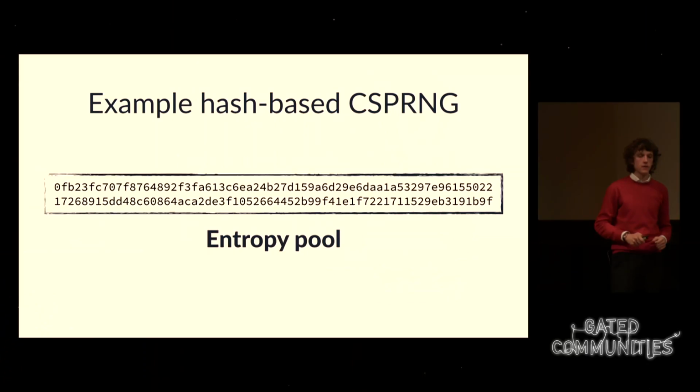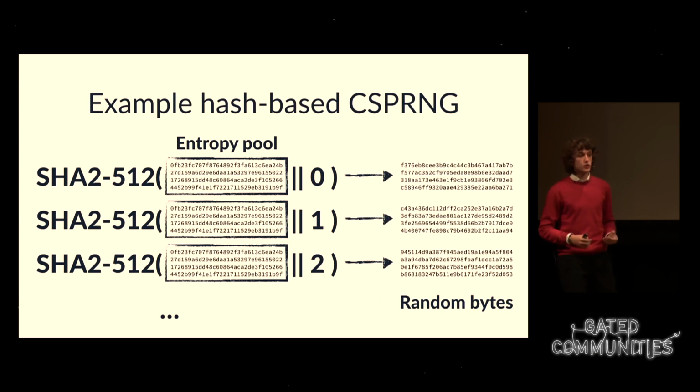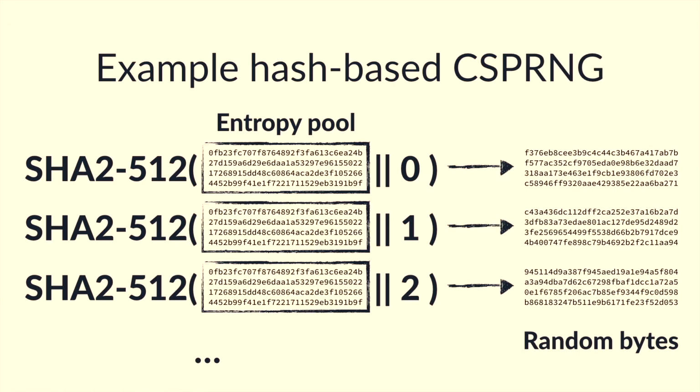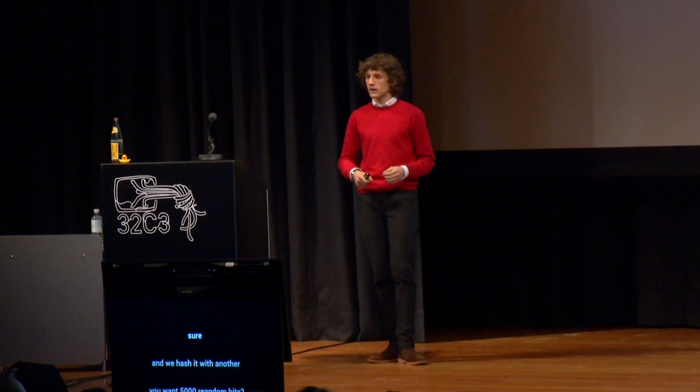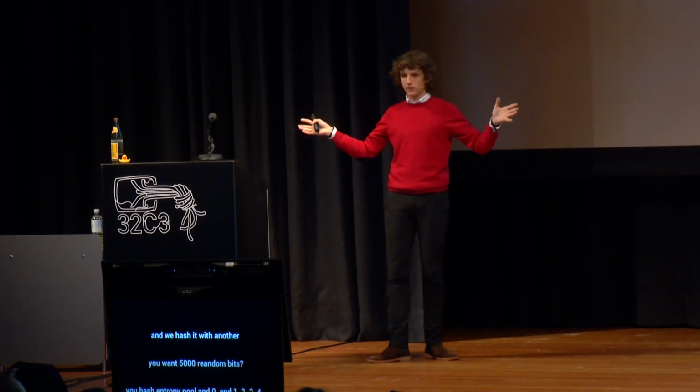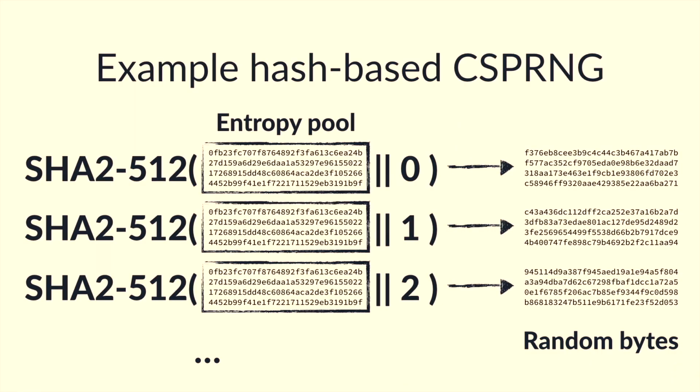Okay? So now we have this essentially unpredictable value, but now we want to generate keys out of it, and we can't just use these few bytes here. So we can use again hash functions. Same hash function. We take the entropy pool and we hash it with a counter. You want 5,000 random bits? Sure. You hash entropy pool and 0, entropy pool and 1, and 2, 3, 4, 5, 6, 7, and so on. You get all these outputs, you concatenate them, and now you have 5,000 bits, which are as unpredictable as all the events that were steered into the pool.